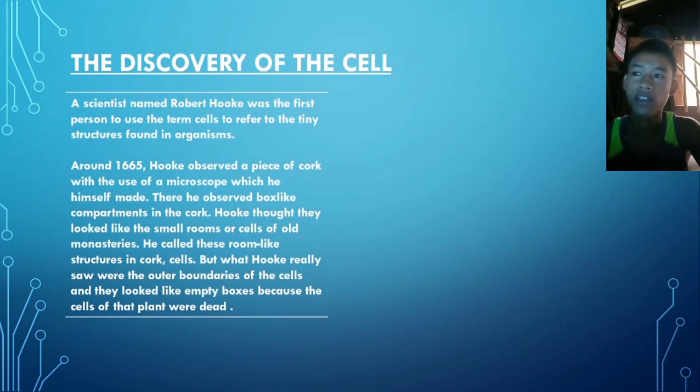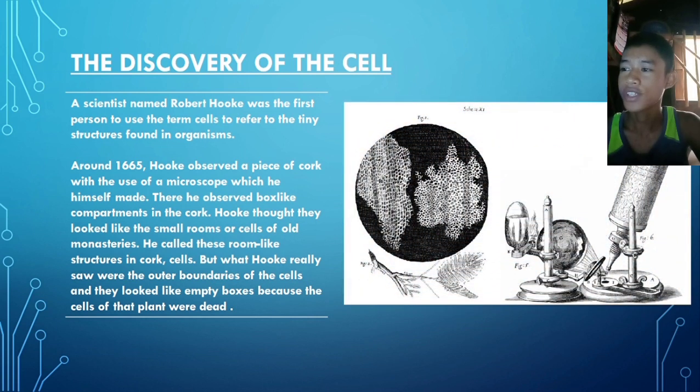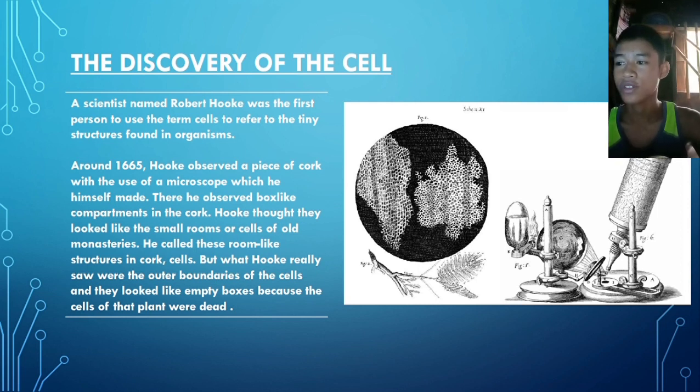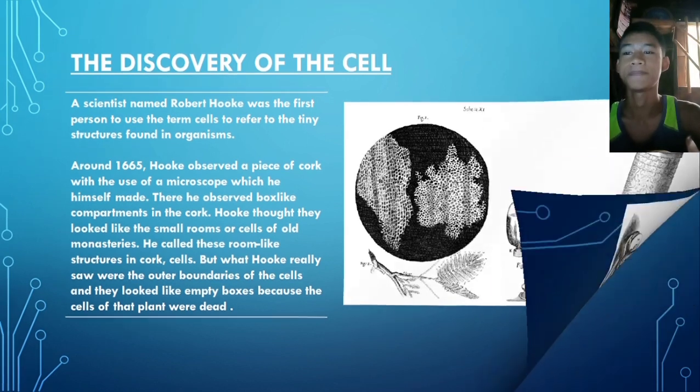Now, who discovered the cell? A scientist named Robert Hooke was the first person to use the term cells to refer to the tiny structures found in organisms. Around 1665, Hooke observed a piece of cork with the use of a microscope which he himself made. He observed box-like compartments in the cork. Hooke thought they looked like the small rooms or cells of old monasteries. He called these room-like structures in cork cells. But what Hooke really saw were the outer boundaries of the cells, and they looked like empty boxes because the cells of that plant were dead.